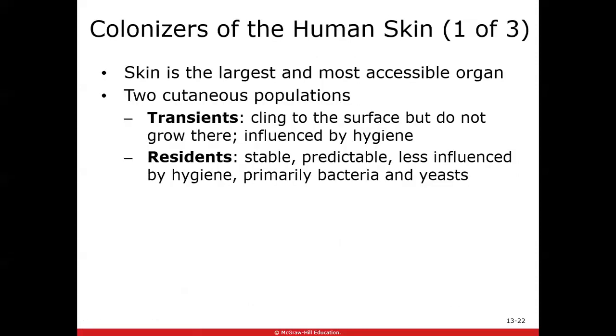Here are some of the colonizers of the human skin and describing them. Skin is the largest and most accessible organ for microorganisms. So you have two cutaneous, which means on top of the skin, populations. First, you have transient. Transient means they are around for just a little while, just there briefly. So they cling to the surface but do not grow there. They're influenced by hygiene. The resident microorganisms are stable, predictable, less influenced by hygiene, and primarily are bacteria and yeasts.